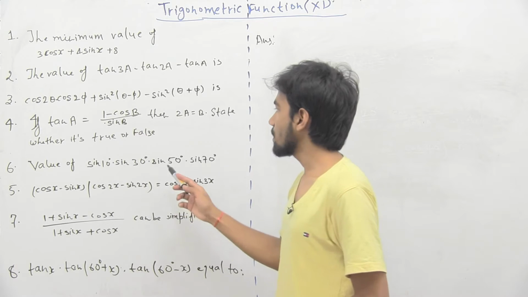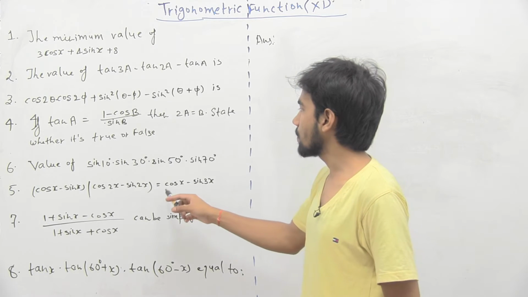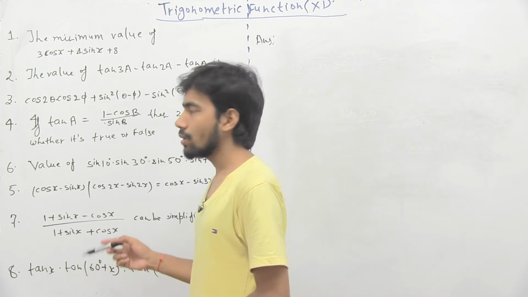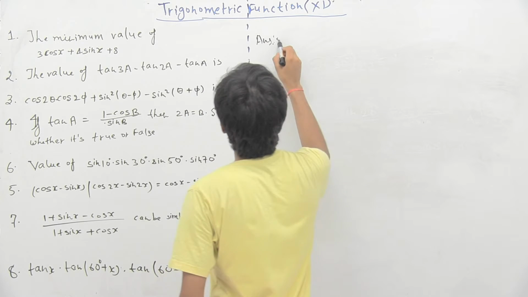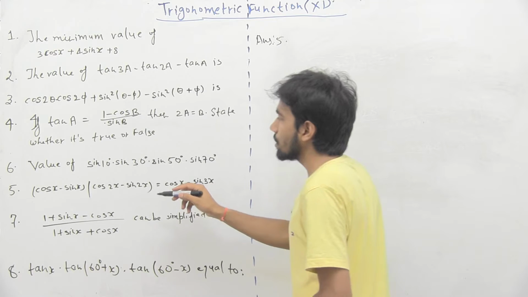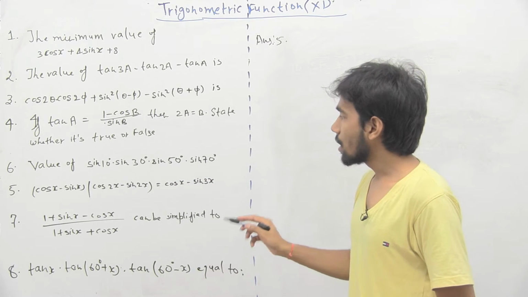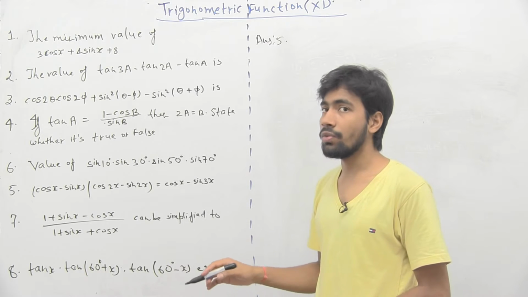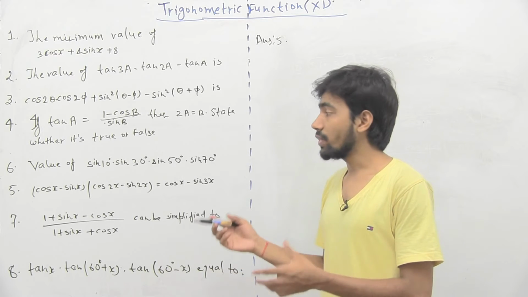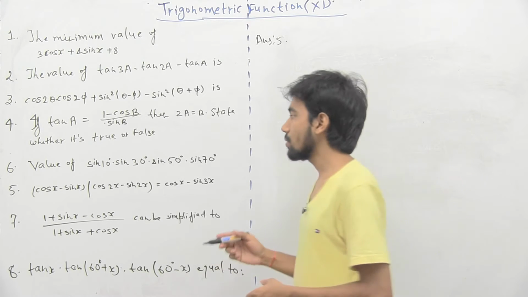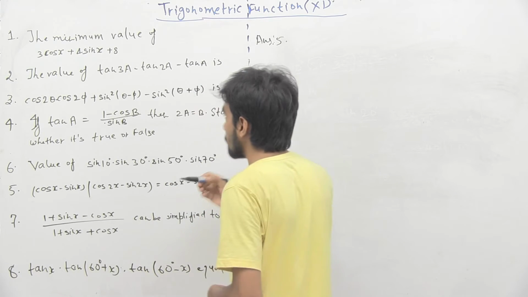Oh sorry, this question was numbered 6, this was 5. So we will now solve question 5, okay. We previously had solved question number 6. Now question number 5 says cos x minus sin x into cos 2x minus sin 2x equal to cos x minus 3x, and we have to find the value of x which satisfies this equation, okay.